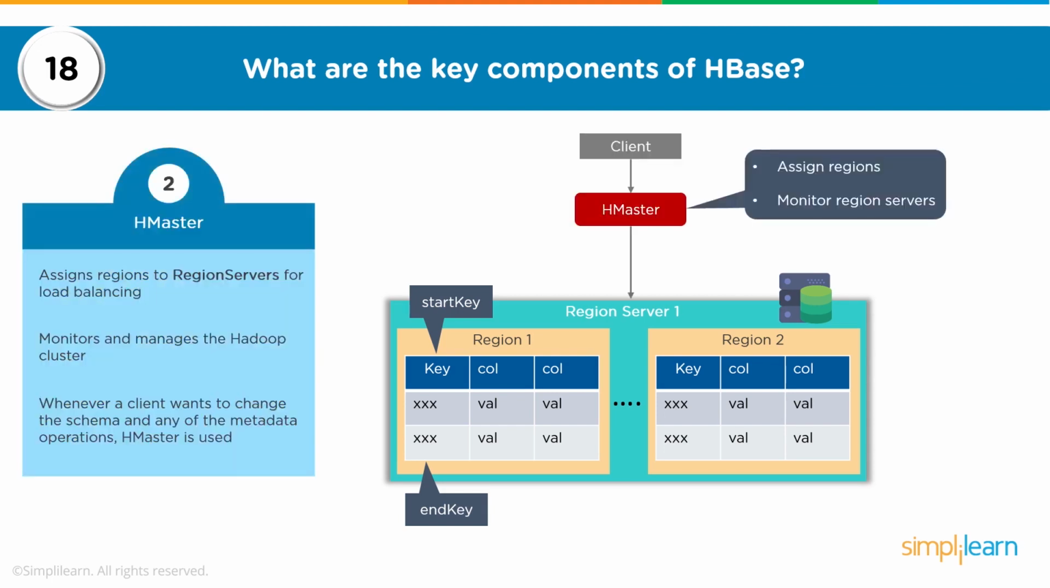Now, when we talk about more components of HBase, as I said, you have HMaster. So you would always have a connection coming in from a client or an application. What does HMaster do? It assigns regions. It monitors the region servers. It assigns regions to region servers for load balancing. And it cannot do that without the help of Zookeeper. So if we talk about components of HBase, there are three main components.